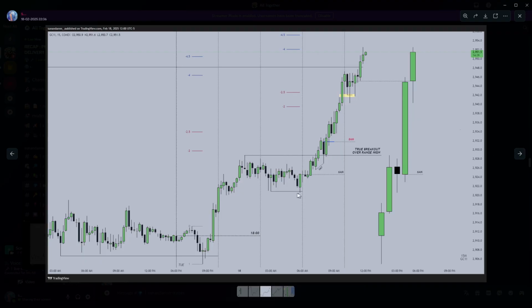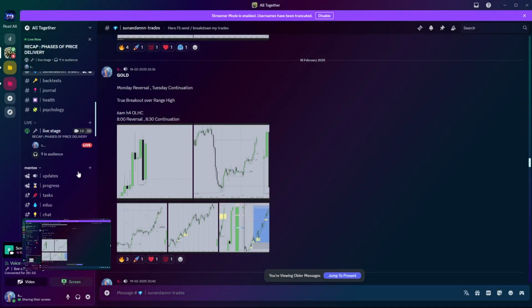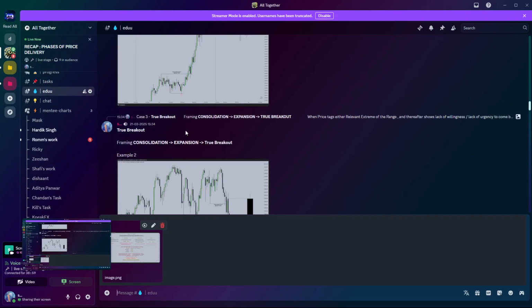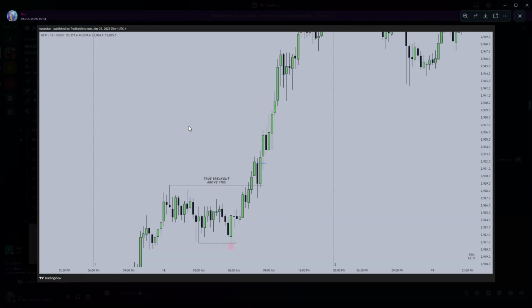Can see the same range here, true breakout here, right? Which I marked in the example. The same range here, this range high to range low, same 15-minute time frame, gold.